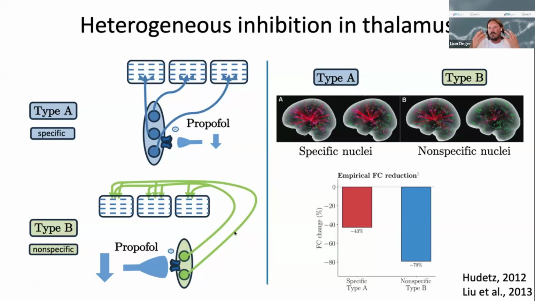So when propofol increases GABAergic inhibition in the brain, there's a case to be made that the type B nuclei are more inhibited than type A. And my aim with this modeling project is to see if we can create a mechanistic link, or a plausibility, that this mechanism in the thalamus is somehow responsible for or linked to the network-level connectivity reductions that I told you about earlier.